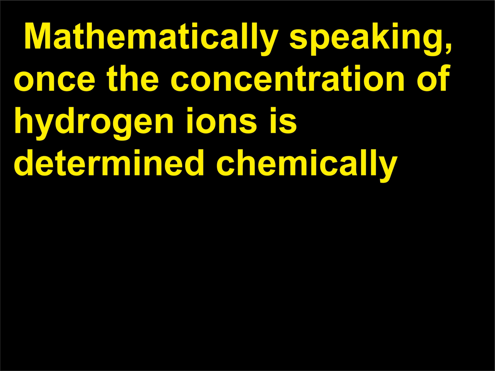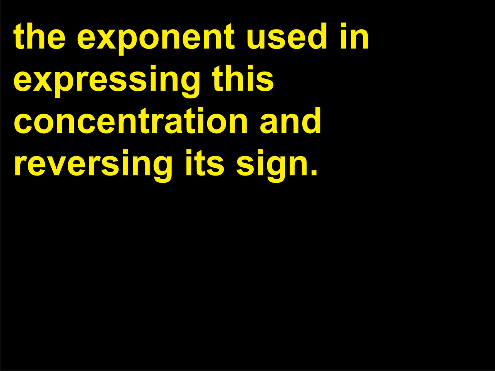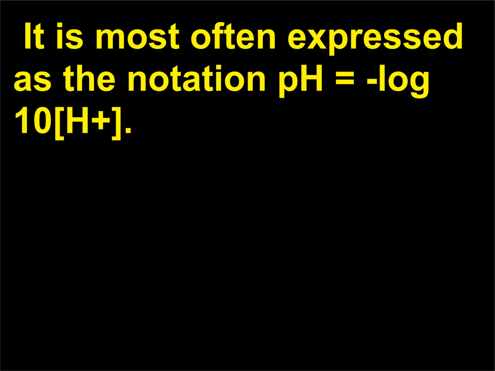Mathematically speaking, once the concentration of hydrogen ions is determined chemically based on moles per liter, the pH value is established by taking the exponent used in expressing this concentration and reversing its sign. It is most often expressed as the notation pH equals -log10[H+].